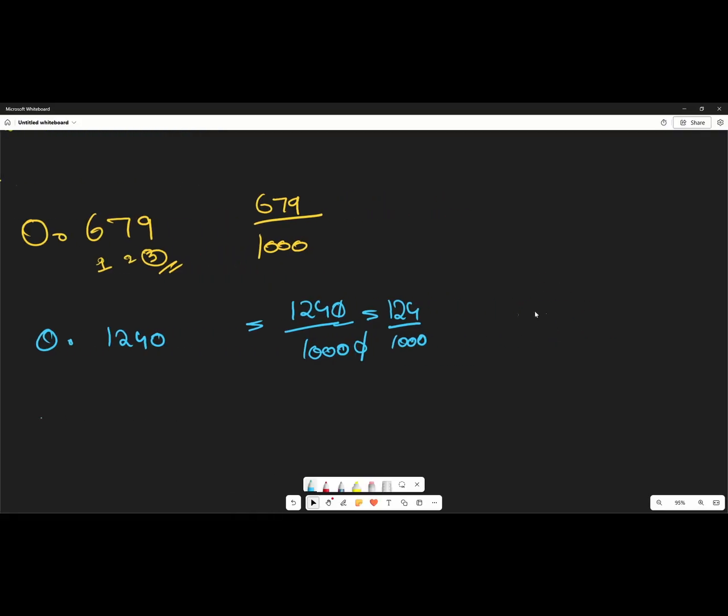Now this is not in the simplest form, and in IGCSE examinations you must leave your answer in the simplest form. So we divide this number by 4. So 124 by 4 will give you 31. 1000 by 4 will give you 250. So the simplest form is 31 over 250.